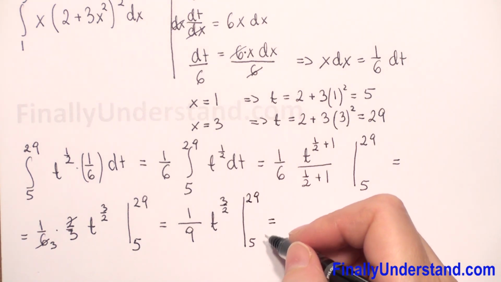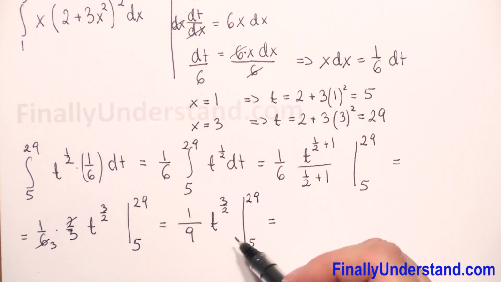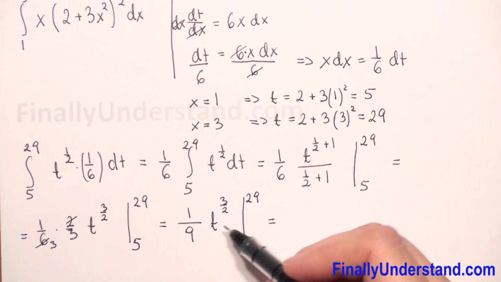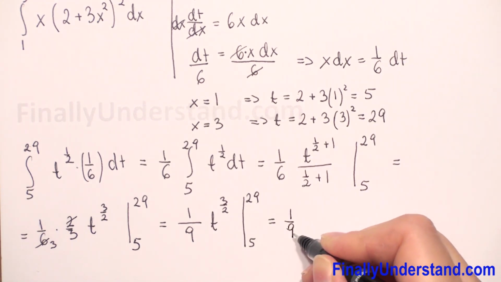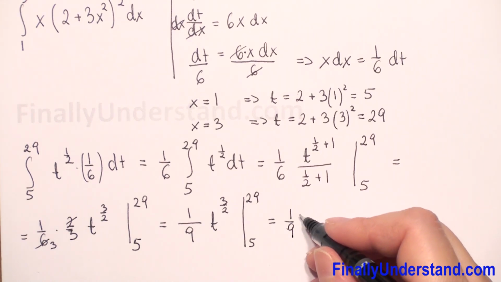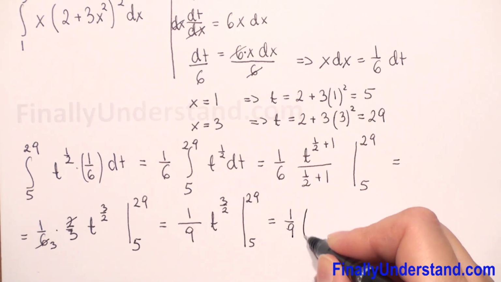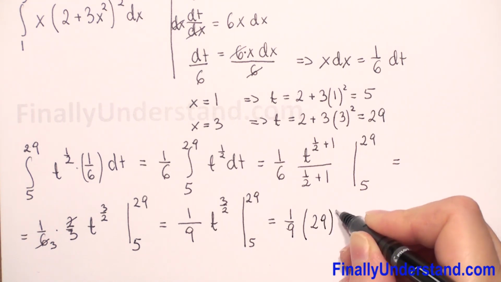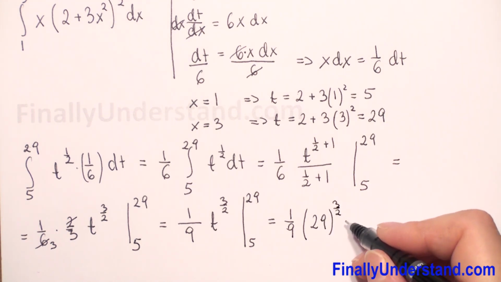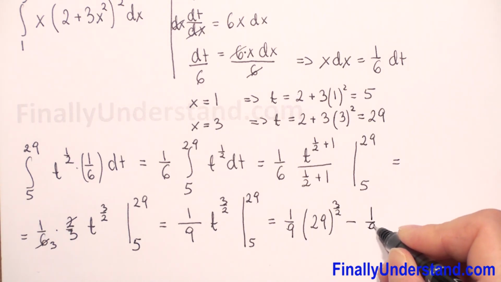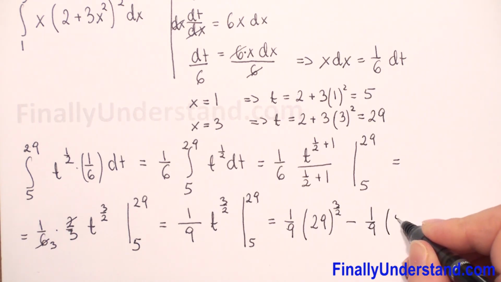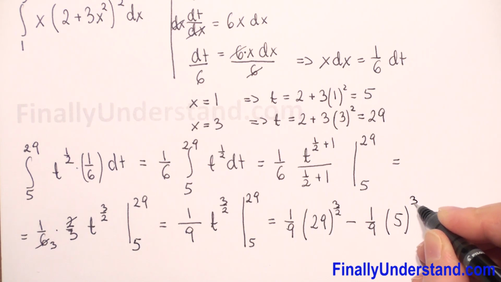So now first we have to plug in the upper limit. So instead of t we have to put 29. 1 over 9 we have to copy, and we have 29 to the power 3 over 2, minus the lower limit. We have to replace t by 5 now. We have 1 over 9 times 5 to the power 3 over 2.